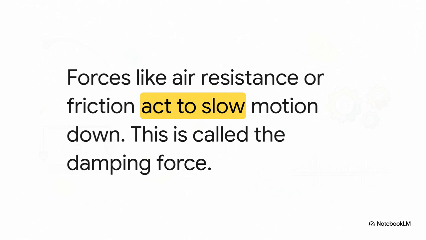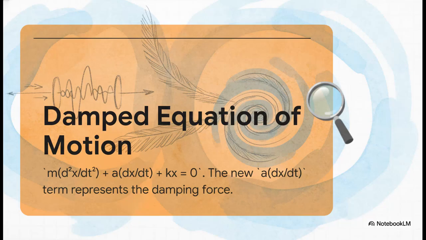It could be air resistance pushing against the weight, maybe even friction inside the metal of the spring itself. Its one and only job is to fight the motion and suck energy out of the system. So, to get this into our math, we just add one more piece to our equation. See that new term in the middle, the a dx/dt?